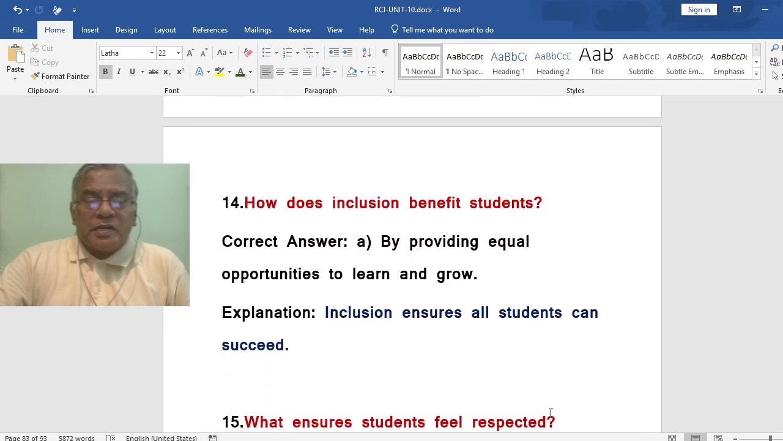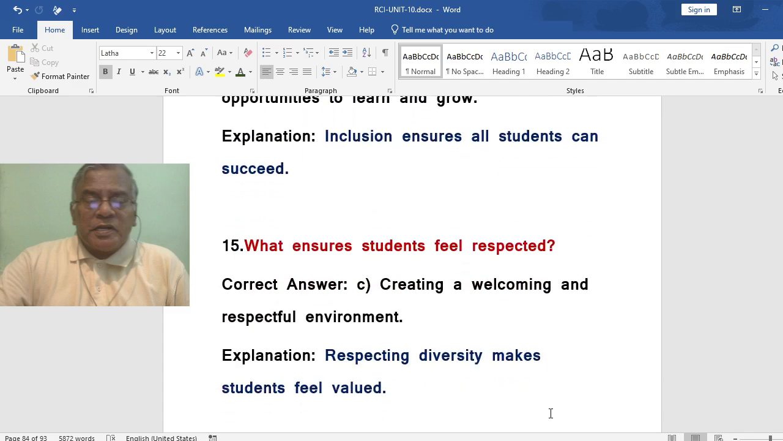How does inclusion benefit students? By providing equal opportunities to learn and grow. Inclusion ensures all students can succeed. So that way inclusion benefits all the students. They are able to succeed in life, even the students with disabilities.